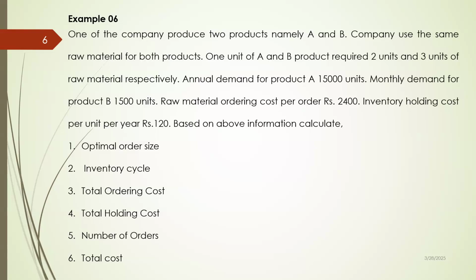The 18,000 is units, no? Now we should convert it into raw material. How to convert? Product B requires 3, so 18,000 into 3 is 54,000. 54,000 plus 30,000, the demand for the period is 84,000. Then when you calculate the EOQ, 2 into 84,000 into 2,400 divided by 120, take the square root. I think the answer may be correct. I didn't do the calculation.